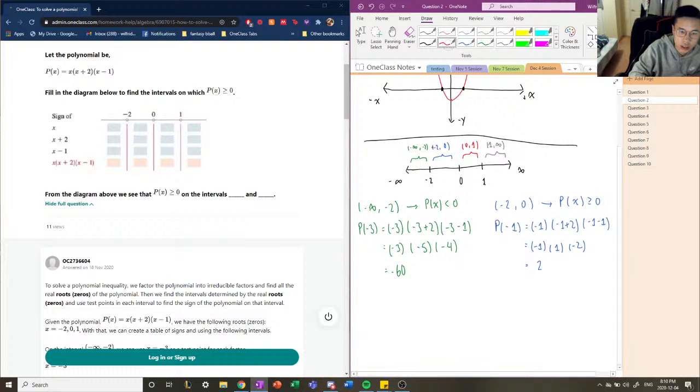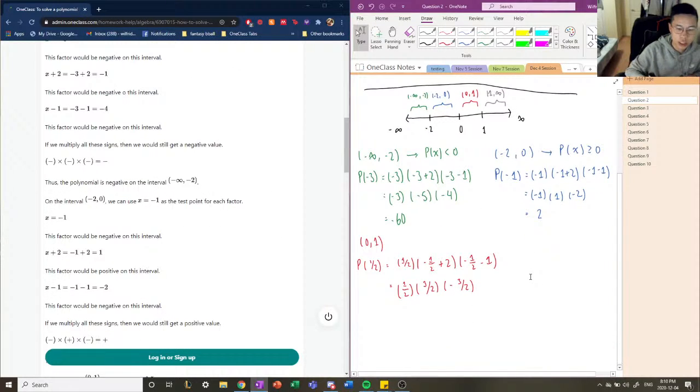Okay, let's move on to our third interval here, which is 0 to 1. So we'll test out p of 1 over half. So that's 1 over half, minus half plus 2, minus half minus 1. Okay, what do we get here? We get 1 over half times 3 over 2 times -3 over 2. Okay, so this is going to be negative, negative, positive, negative.